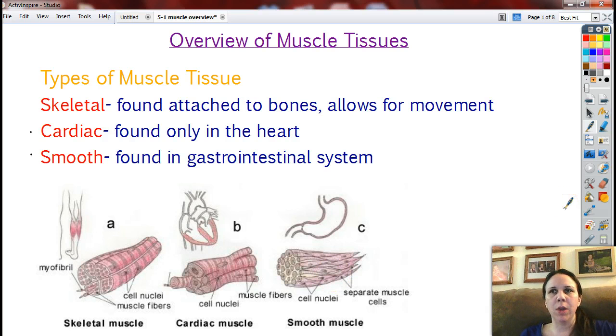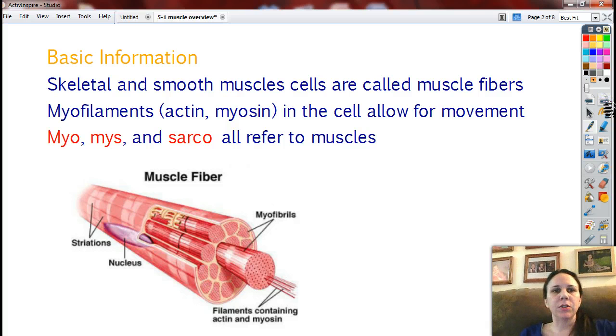So we're going to take a look at what things to remember when looking at each of the different types of muscles. So some basic information before we get into the three different kinds is that skeletal and smooth muscles are called muscle fibers. So the muscle itself, or the cells that make up the muscle, are called fibers. Why they don't call them cells, I don't know, but they call them fibers. Then inside of the fibers are things called myofilaments, and specifically actin and myosin, which you may remember from biology. These are found inside of the cells.